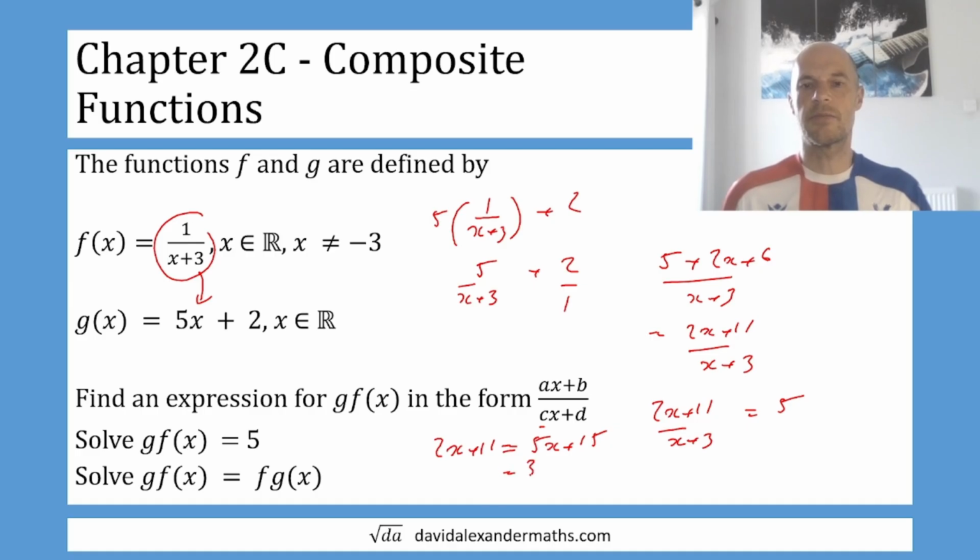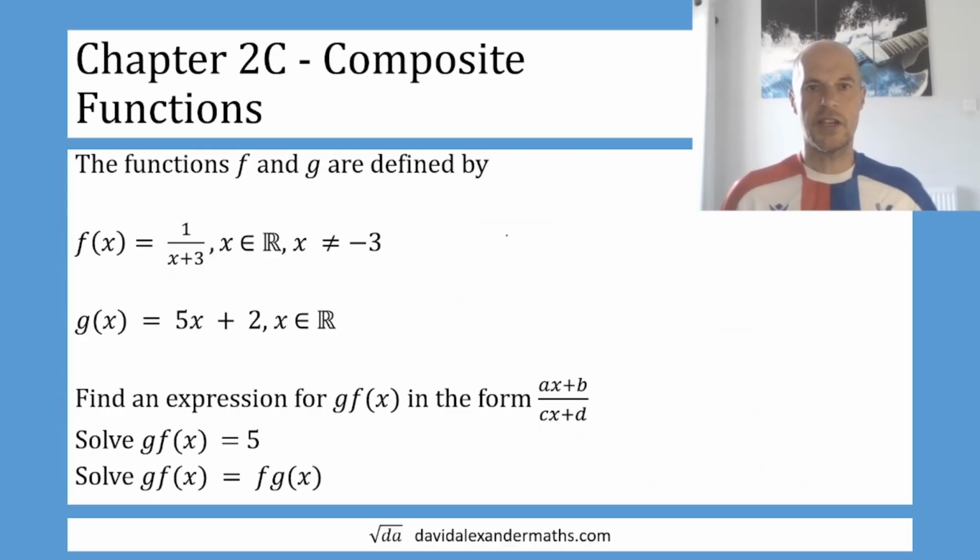Take away 2x from both sides, take away 15 from both sides, so 3x is negative 4, so therefore x is negative 4 thirds. Okay, so I think I might clear the screen so I can have some space to do this last question. Let me just make a note that the function gf of x was (2x + 11)/(x + 3).